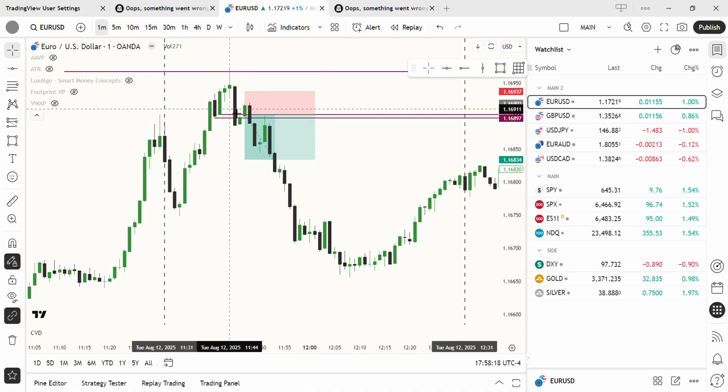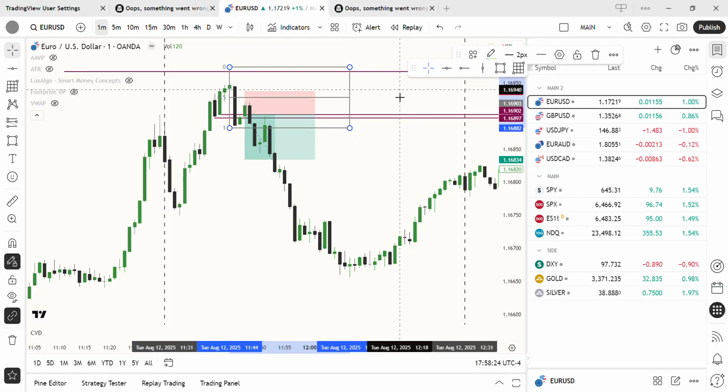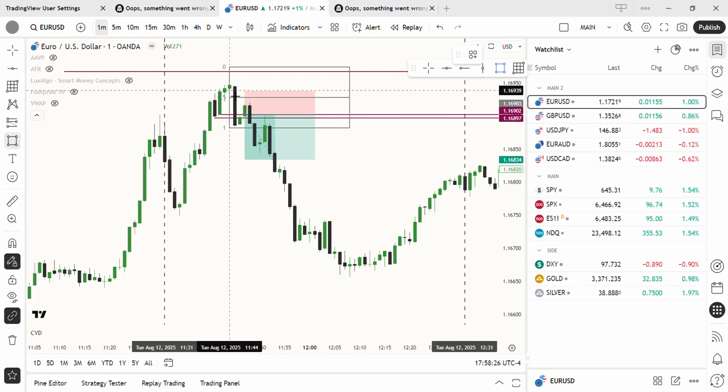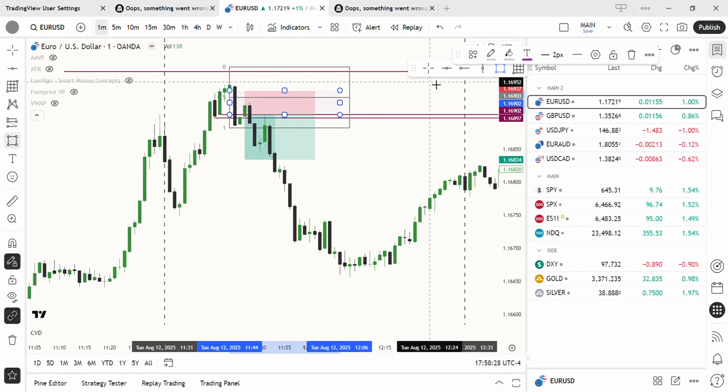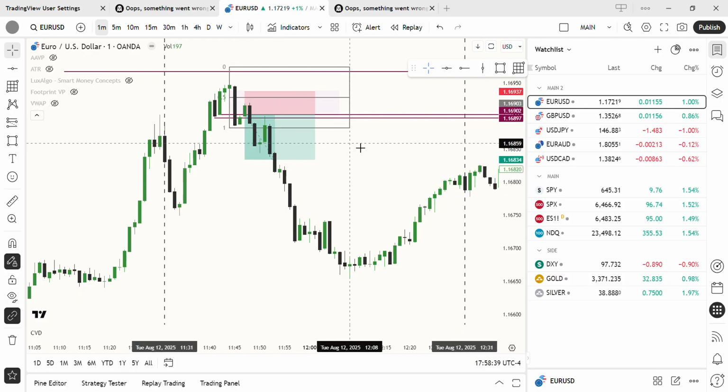So we come in, touch here, let's see, do we hit equilibrium? Don't hit equilibrium, but we do fill this fair value gap here. So we got two confluences. We have an order block, a fair value gap, and we get a break of structure, which is the third, and a retest. And then do we get a breakaway fair value gap?